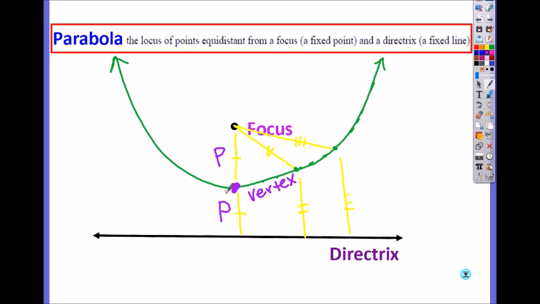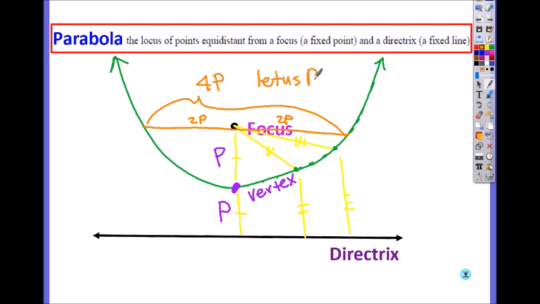And how wide is your parabola? On the focus, if you draw a line that goes through the focus to find the width of the parabola, it's 4 times P. If this is P, the whole thing is 4P, meaning this is 2P, and that will be a length of 2P, 2P on both sides. And it has a name: the width of the parabola is called the latus rectum.